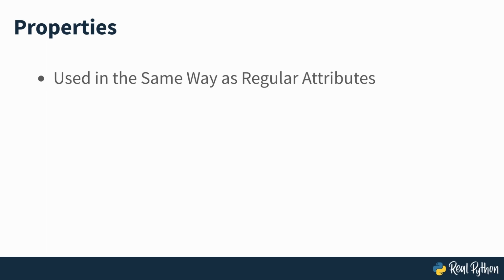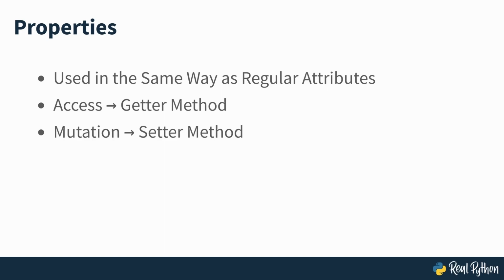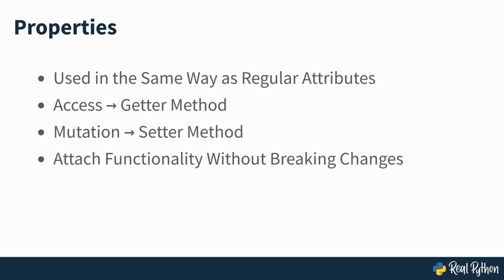You can use properties in the same way that you use regular attributes. When you access a property, its attached getter method is automatically called. Likewise, when you mutate the property, its setter method gets called. This behavior provides the means to attach functionality to your attributes without introducing breaking changes in your code's API.